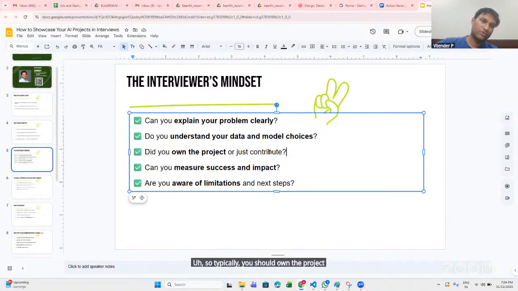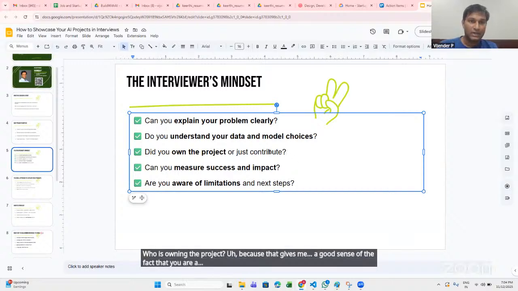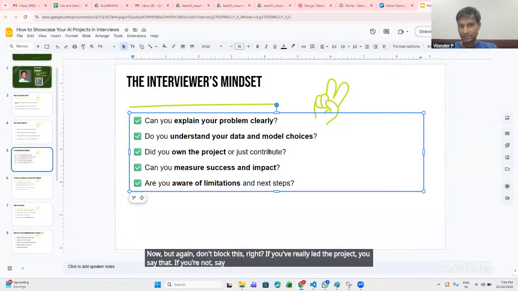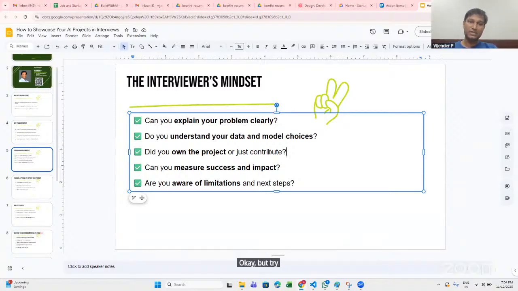Again, we look for who is owning the project, because that gives me a good sense that you are someone who can own projects and do it, rather than somebody just telling you what to do and you take a small piece of it and do it. Because I don't know if they only told you and you did it, or whether you thought on your own and did it. So there's a difference. But again, don't bluff this. If you've really led the project, say that. If you're not, say that. That's fine. But try to know what's happening in other areas of the project.